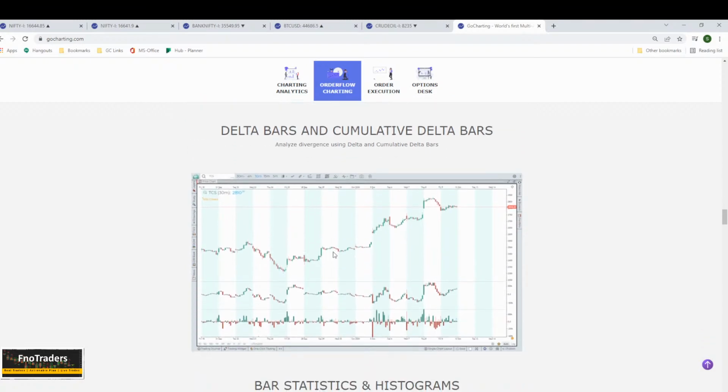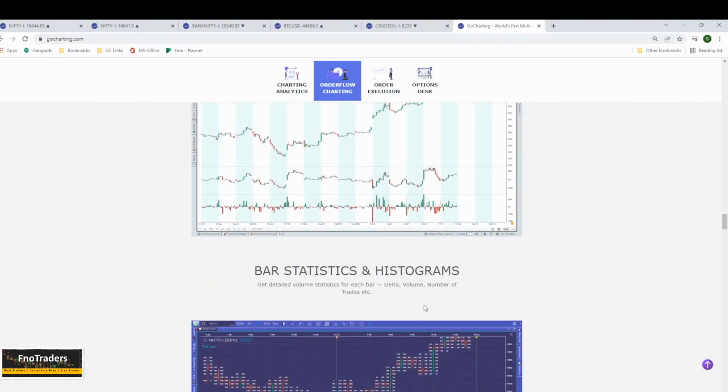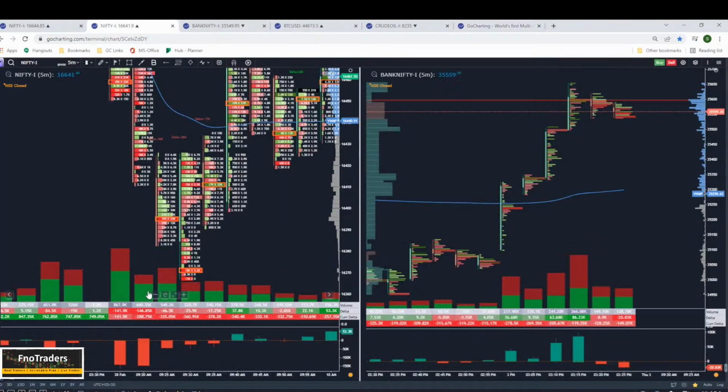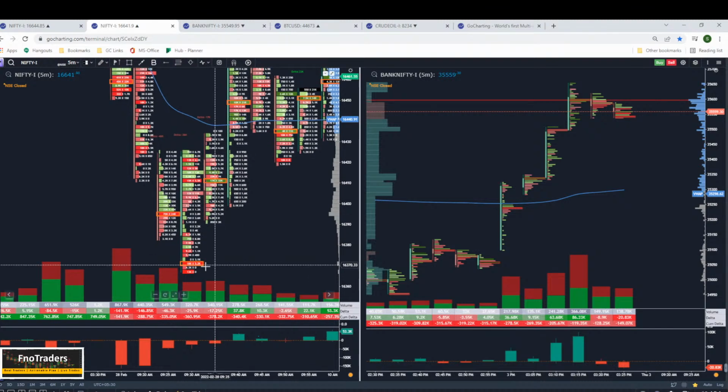And then you have this cumulative delta and delta plotting, which you can use. The bar statistics is basically a representation of each bar, whatever is happening from a delta, volume, and other points of view.